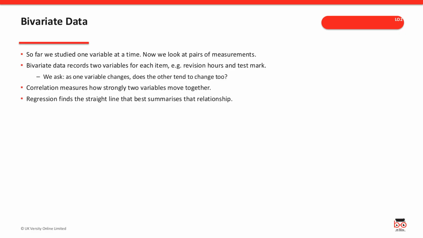Up to now, we've looked at one variable at a time, but the interesting questions usually involve two. Bivariate data just means we record a pair of measurements for each item, like the hours a student revised and the mark they scored. The natural question is whether, as one goes up, the other tends to follow. Correlation measures how strongly they move together, and regression finds the straight line that best sums that up.